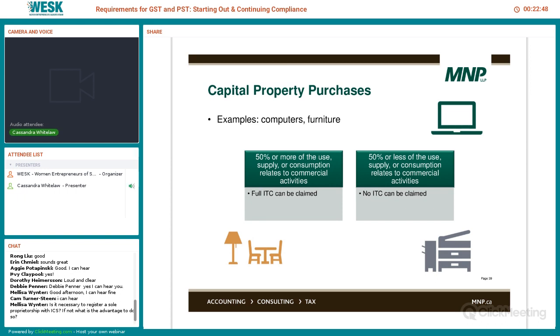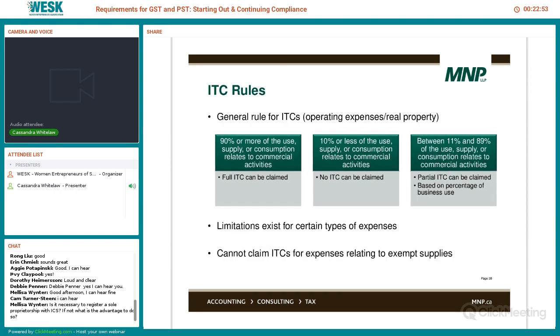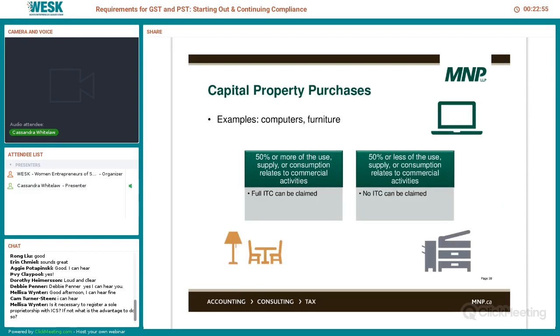Capital property is a little more cut and dried than your operating expenses and your real property rules that we were just discussing here. So with capital property, if 50% or more of the use of that capital property is going to be for taxable activities, you can claim the full ITC. If it's 50% or less, then you can't claim any ITC at all.